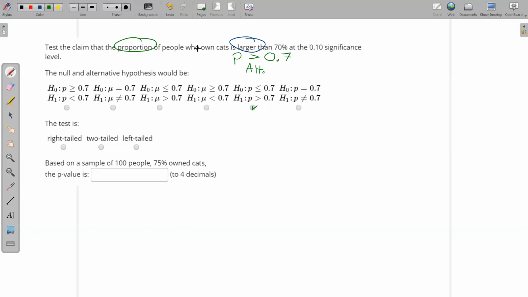So the claim you get may be the null hypothesis, but it may be the alternative. It just depends on the presence of an equal sign. So that's a greater than on the alternative. The alternative decides the test, so this must be a right tail test. So I would select that.